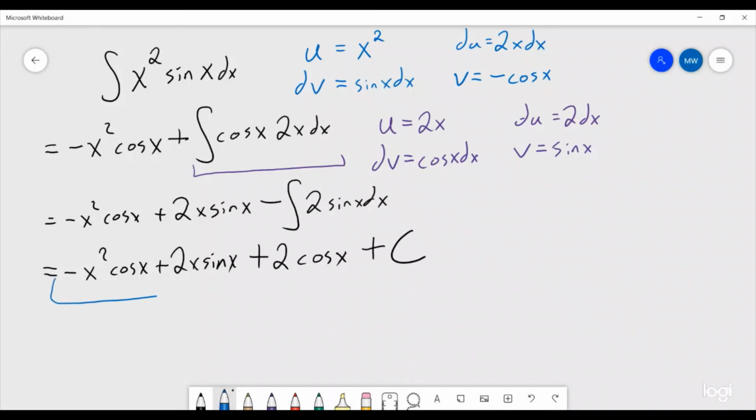So this is the integral of x squared sine of x. And if we wanted to check, we could take the derivative of this and see that it is in fact going to be x squared sine of x.